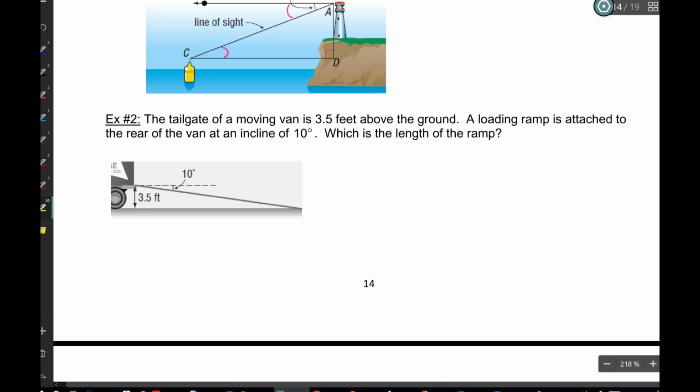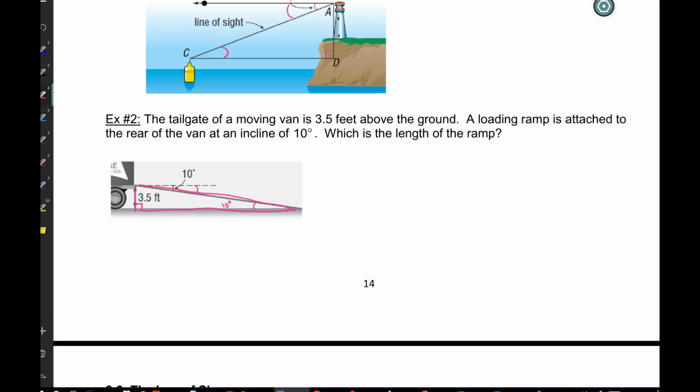So what did I just say? These two angles were congruent here and here. So this is 10 degrees. So now I can kind of look at this being my right triangle. And I want to know the length of the ramp.